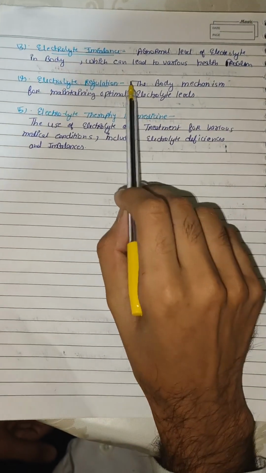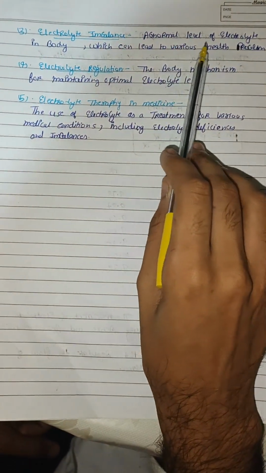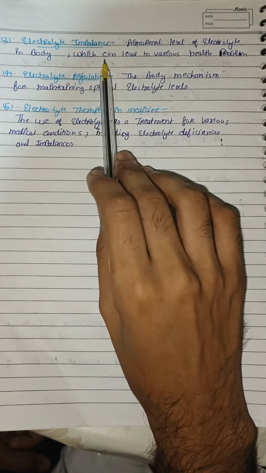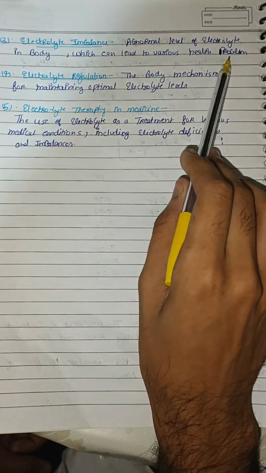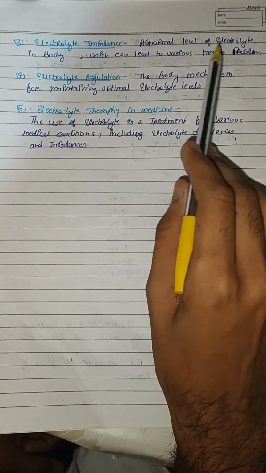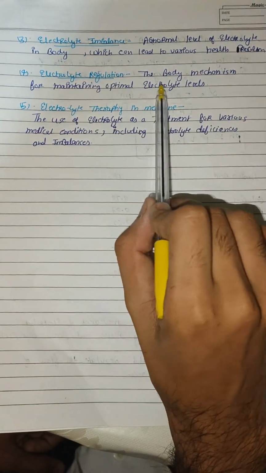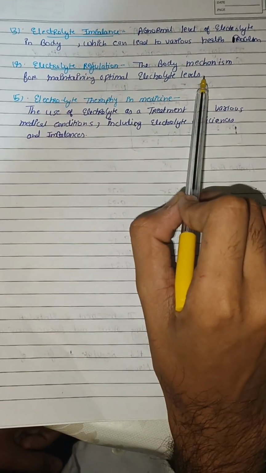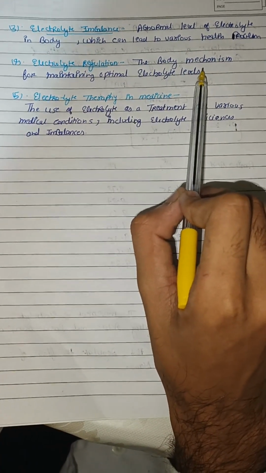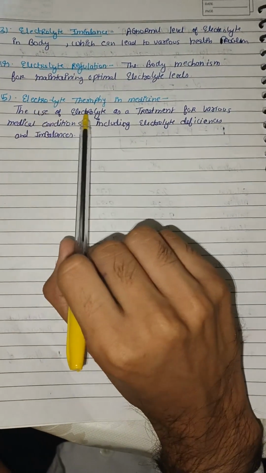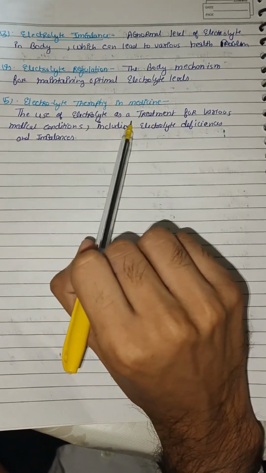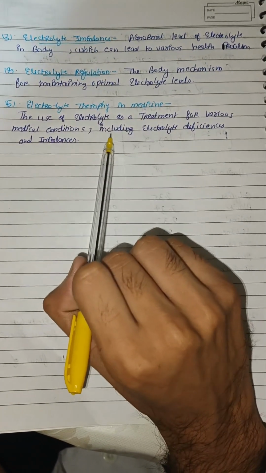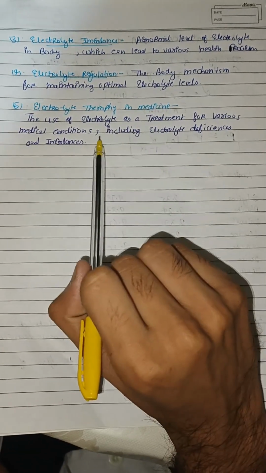Next is electrolyte imbalance. An abnormal level of electrolytes in the body can lead to various health disorders such as dehydration, rehydration, that type. Electrolyte regulation is the body mechanism for maintaining optimum electrolyte levels, by taking fluids if we are suffering from dehydration. Electrolyte therapy in medicine is the use of electrolytes as a treatment for various medical conditions, including electrolyte deficiencies and imbalances.